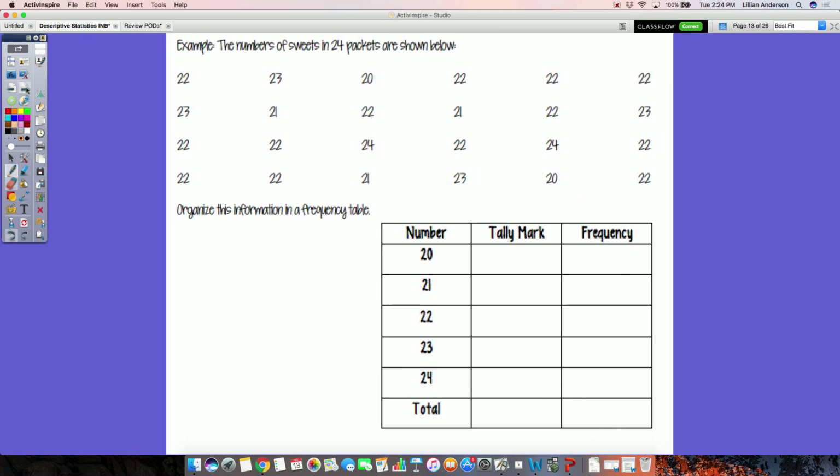Looking at this example, it says the number of sweets in 24 packets is shown below. It's shown on your page, and this is actually a 23, not a 22. We're going to make a frequency table with this data. What you see here is your frequency table. It outlines in the first column the numbers that are present in your data, then the tally marks to help you keep track of this data, and then the frequency.